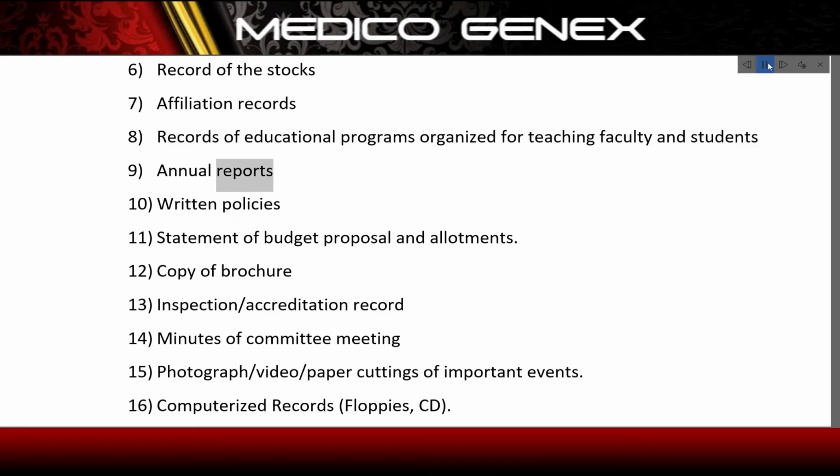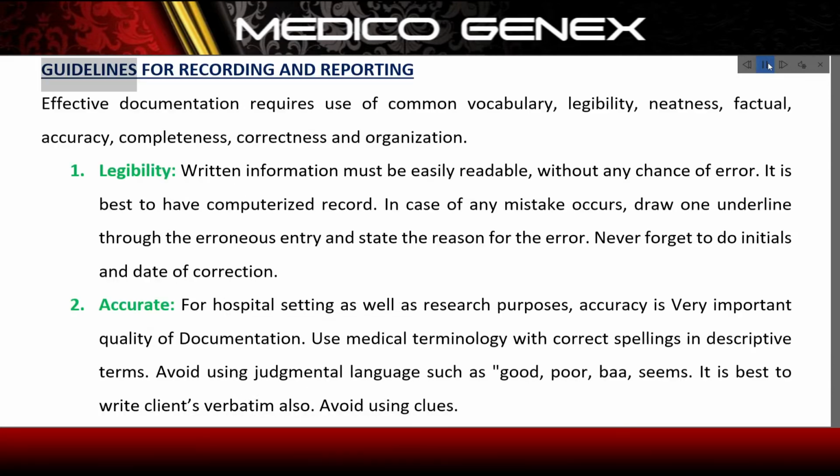Annual reports. Written policies. Statement of budget proposal and allotments. Copy of brochure. Inspection and accreditation record. Minutes of committee meeting. Photographs, videos, paper cuttings of important events. Computerized records, floppies, CDs.